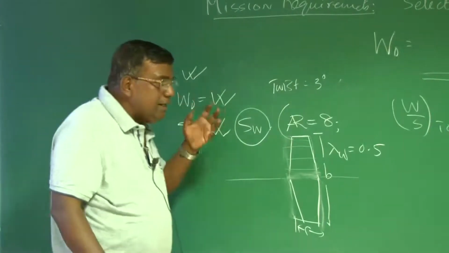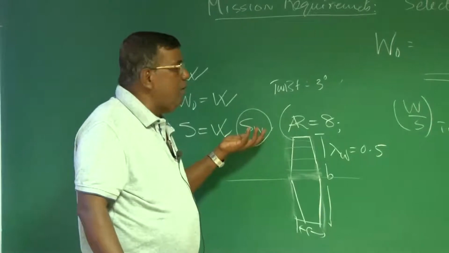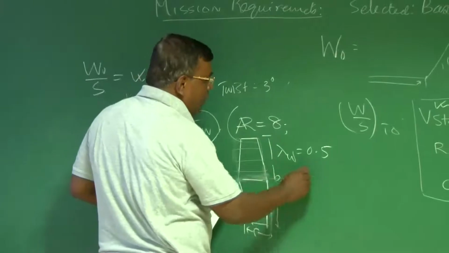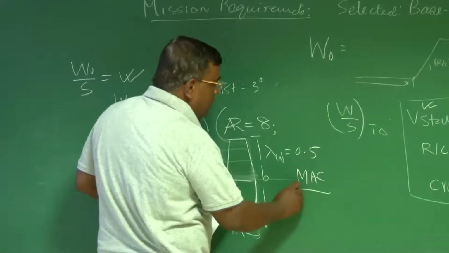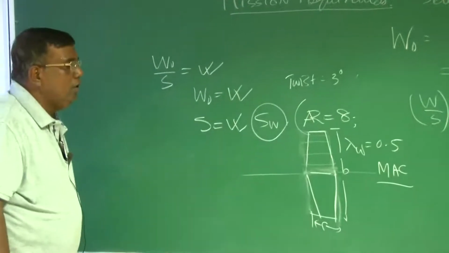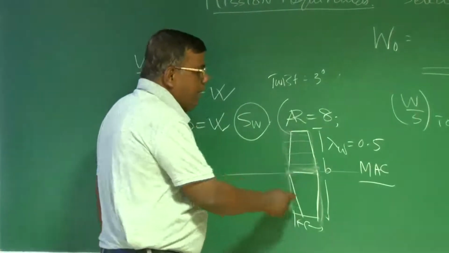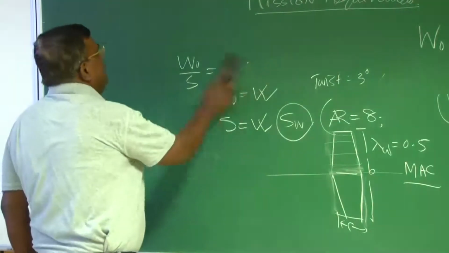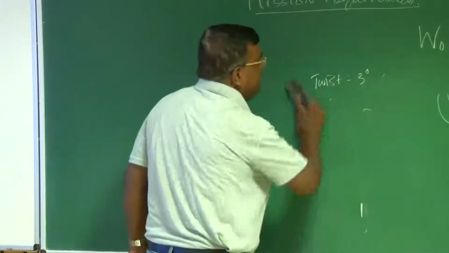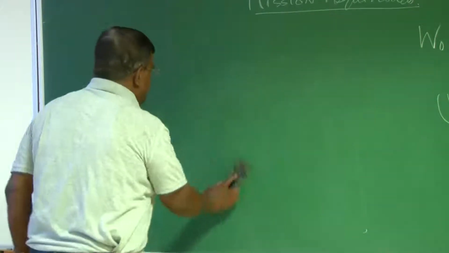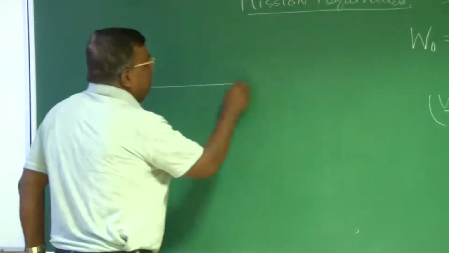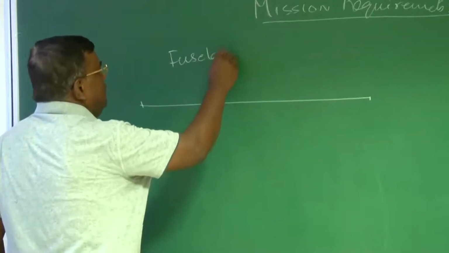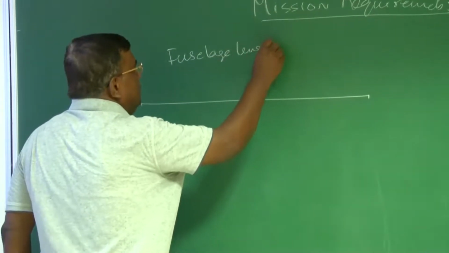So in a nutshell, at a conceptual level, you have got an idea about what is the wing area and what is the mean aerodynamic chord, right? You know how to calculate mean aerodynamic chord once you know the taper ratio. Okay. Now, your wing area, aspect ratio, etc., you have conceptualized. Next question comes, what should be the fuselage length?